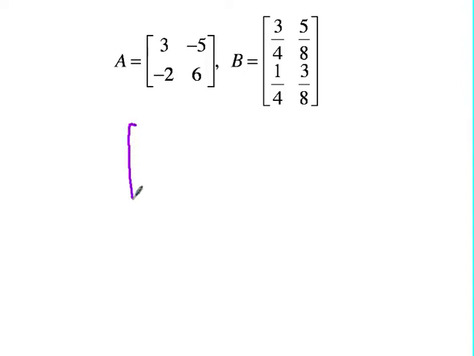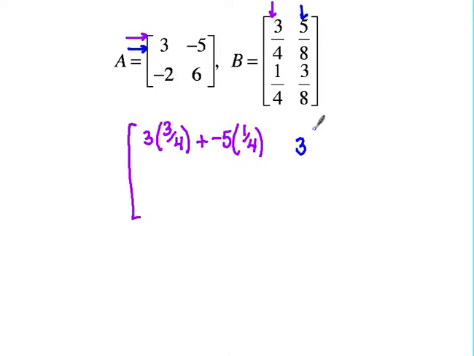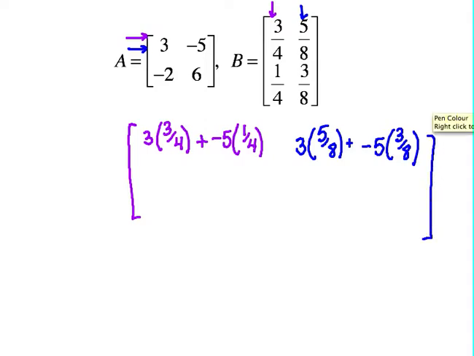In this one, I'm going to take row 1 times column 1. So 3 times 3/4 plus -5 times 1/4. And then I'm going to take 3 times what? 3 times 5/8 plus -5 times 3/8. My next one will be -2 times 3/4 plus 6 times 1/4.